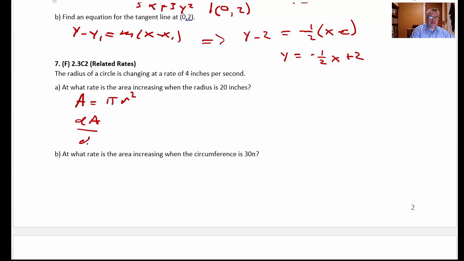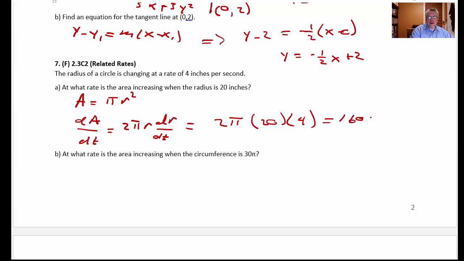So dA/dt equals 2 pi r dr/dt. We've used this formula many times. Okay, now I just have to plug in what we have. So we have 2 pi, r is 20, and dr/dt is 4. So that'd be 80 times 2. I get 160 pi. And this would be, let me see, inches per second. Or sorry, inches squared per second is dA/dt.